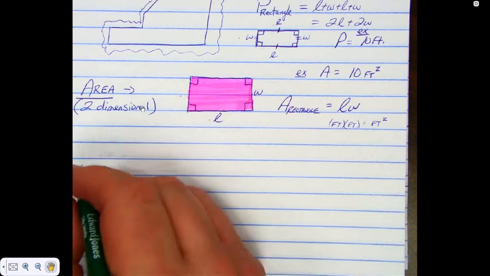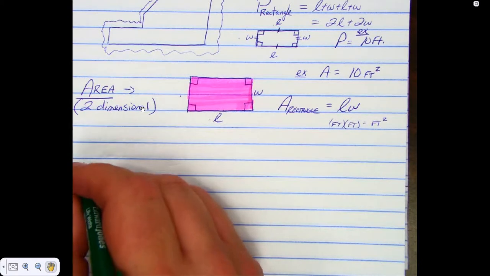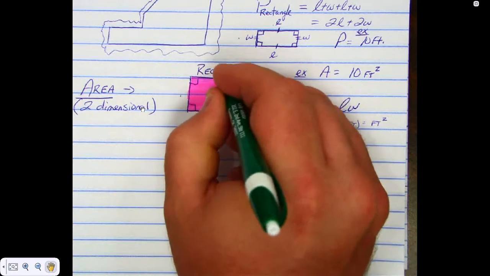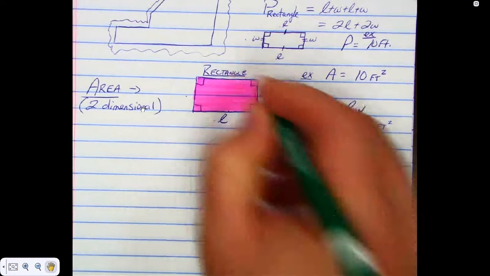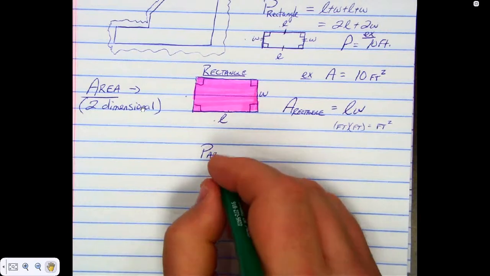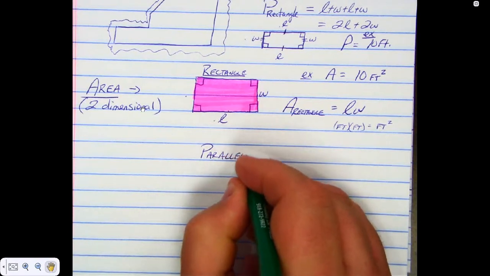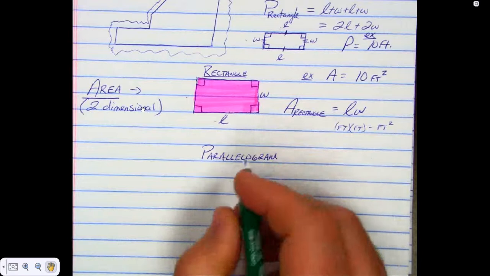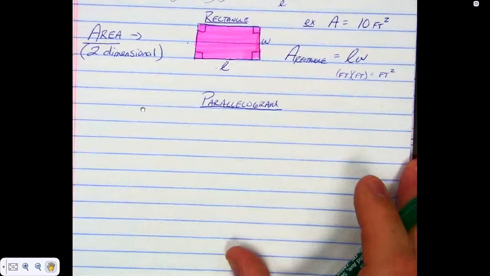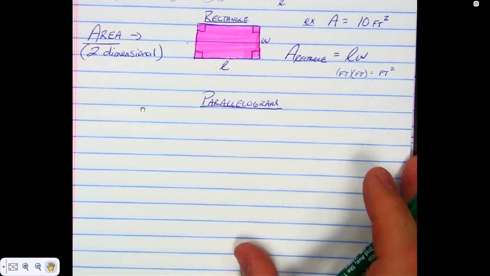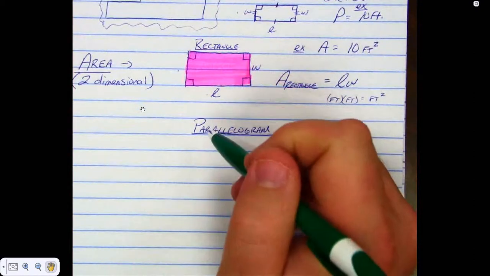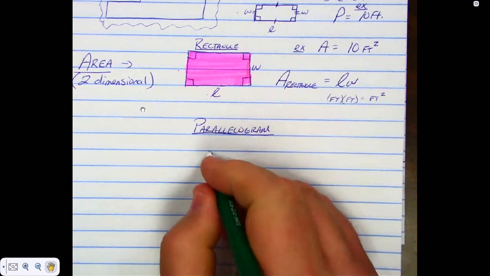Now, the other one we're going to talk about, this was a what? Rectangle. This is our formula for a rectangle. Now we're going to talk about what is called a parallelogram. This may be something that's a little new to you. And just so you know, every rectangle is also a parallelogram. What makes something a parallelogram?